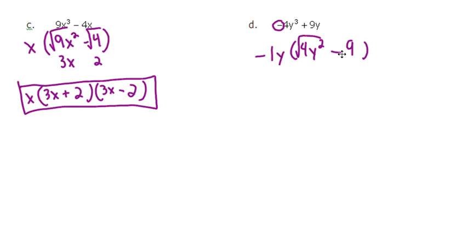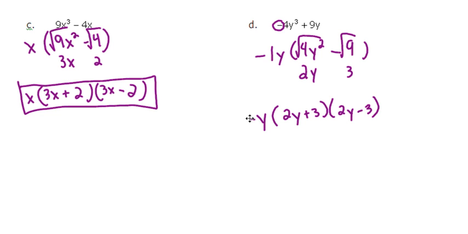I check for perfect squares. The square root of 4 is 2. Square root of y squared is y. Square root of 9 is 3. So I have 2y plus 3, 2y minus 3. Now the negative 1y I had out in front, I put that back in front.